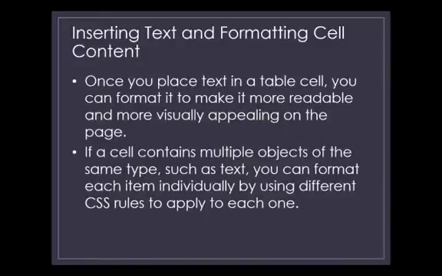Once you place the text in a table cell, you can format it to make it more readable and visually appealing. But if it contains multiple objects of the same type, you can format each one using CSS rules. Now, div tags are used to format blocks of content similar to the way that the P tag is used to format paragraphs of text. But div tags are more flexible because they can act as containers for any type of block content. They are convenient for centering content on a page or applying a color to an area of a web page, and they combine easily with CSS for formatting and positioning.